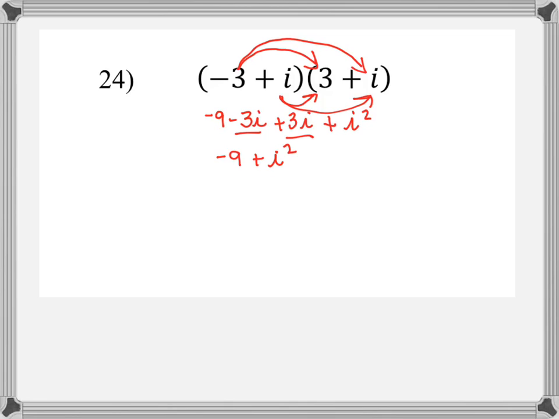Now you need to remember what i equals. Remember, i is defined as the square root of negative 1. So i squared equals the square root of negative 1 squared, which is negative 1. So now I can go back and replace my i squared with negative 1 and get negative 9 plus negative 1, which is equal to negative 10. So that is our product here.